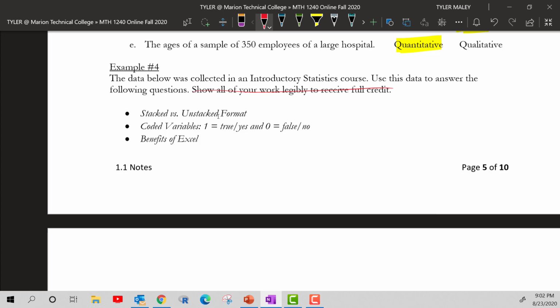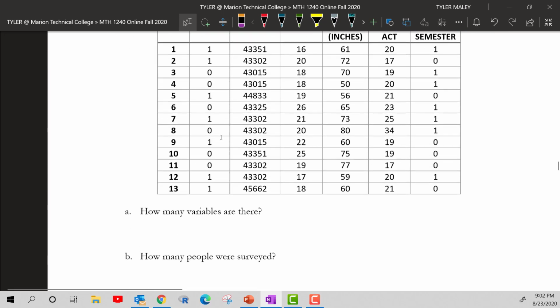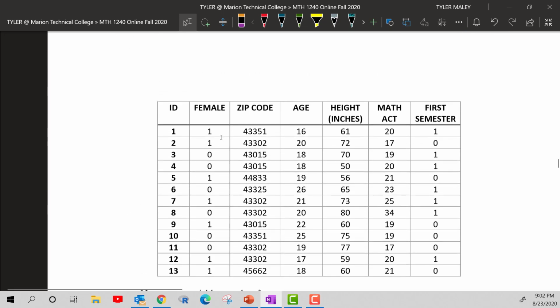All right, so I have some notes here that we're going to discuss. One is the stacked versus an unstacked format. If I go to the next page, you'll notice that this information in this table is organized in a way that each row is a person or an individual, and each column, all these columns, are variables.